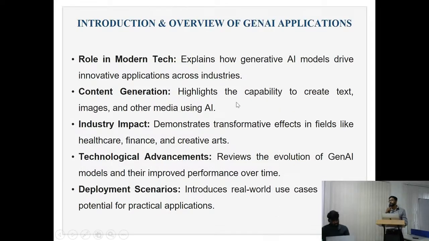There are different types of models which are already pre-trained and are still being developed. If you just check, the files will be maximizing in that. If you're in the Gen AI field, you can actually see a difference in it. That includes Gen AI models, and deploying scenarios, which introduce the real world use case and potential for practical application.